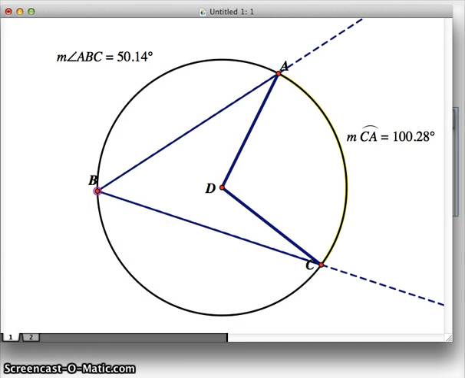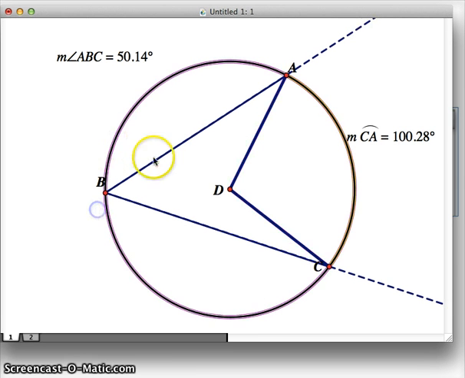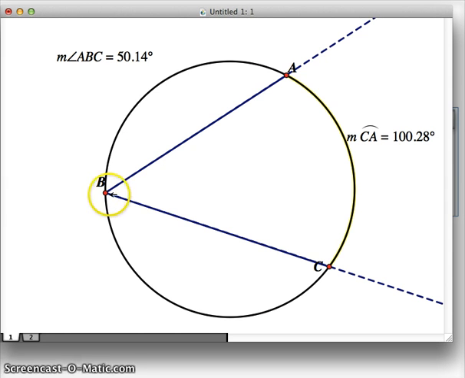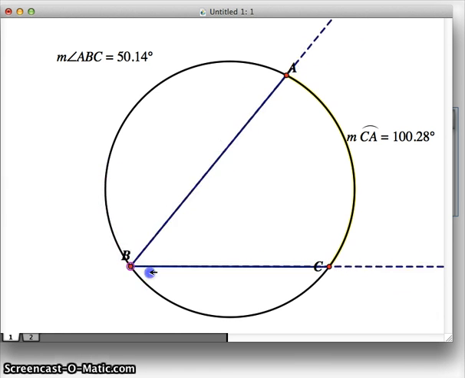Remember this thing? I guess I don't need these. I can get rid of this. This is going to be in the way, I think. Actually, so is the center. Let's get all this out of here. Okay, so we said this angle here is going to always be half of the arc it intercepts.